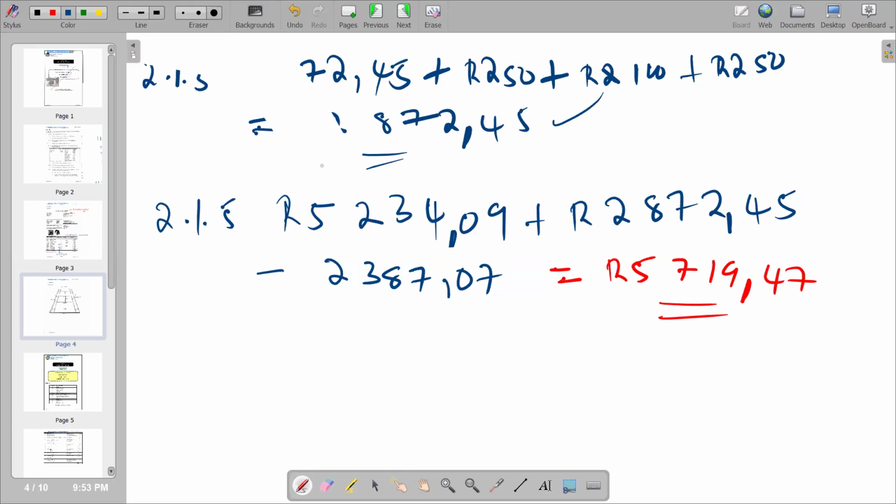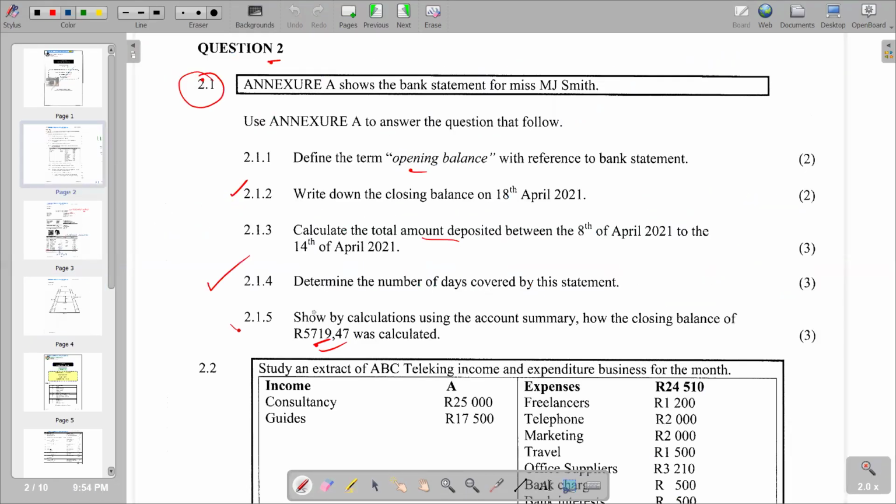So to arrive at the answer, we said opening balance, we added deposits, and then we subtracted our withdrawals by saying 5,234 rands 90 cents plus 2,872 rands 45 cents, and then we subtracted 2,380. Yes. So this is what we have. So this becomes the final question, or the last question that we have on the first part of this question.